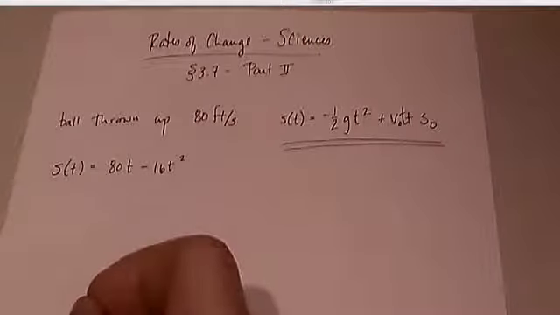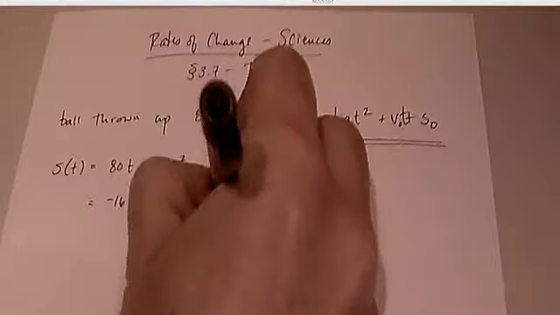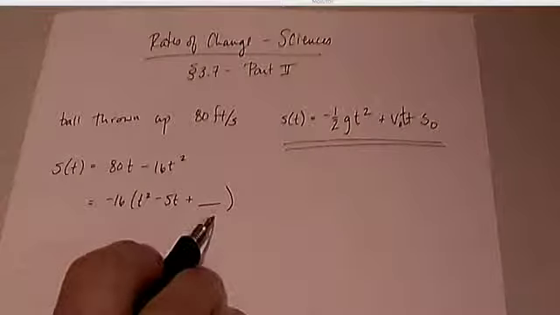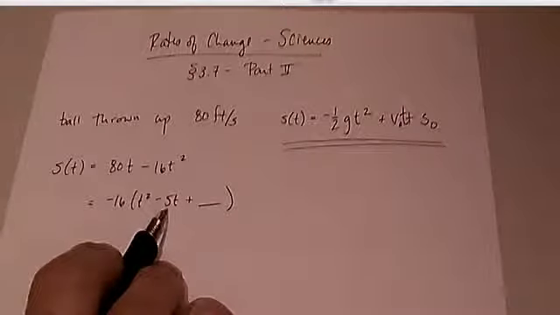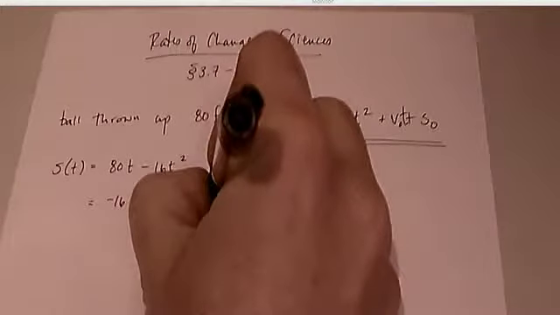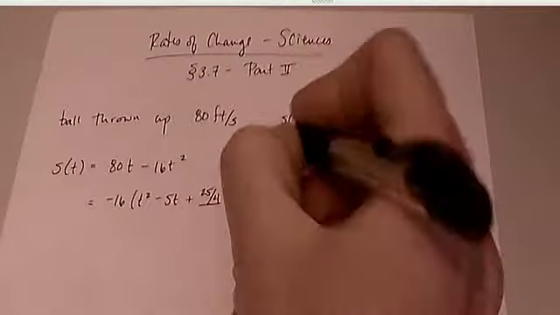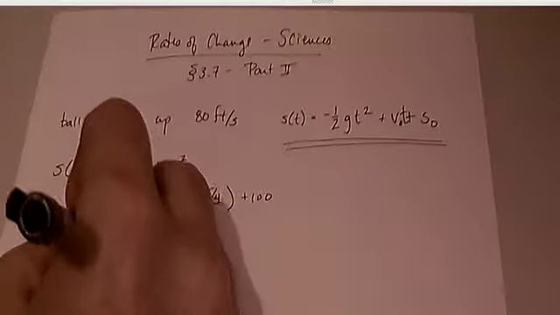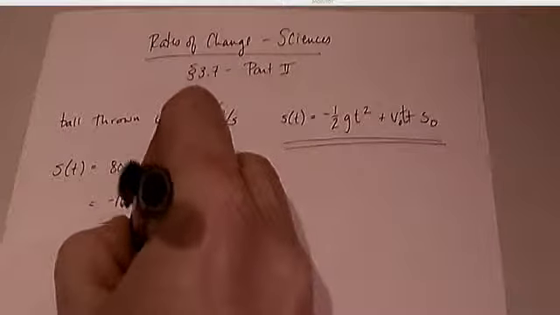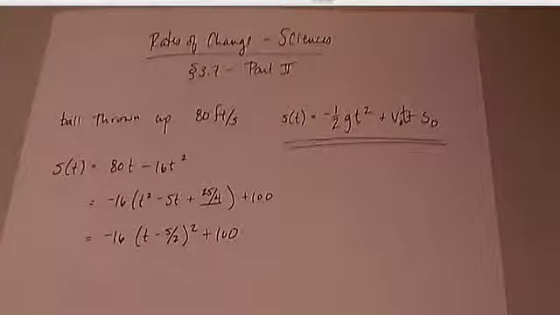So if I actually wanted to do this Algebra 2 style, just pull out the -16, and I get t squared minus 5t plus blank, right? And I need to go ahead and complete the square. 5 halves squared, 25 fourths, okay? 25 fourths, well, that's not really 25 fourths, that's really -100, right? And so I have to add 100 in order to compensate for that. And what this really winds up being, in vertex form, is that, okay?